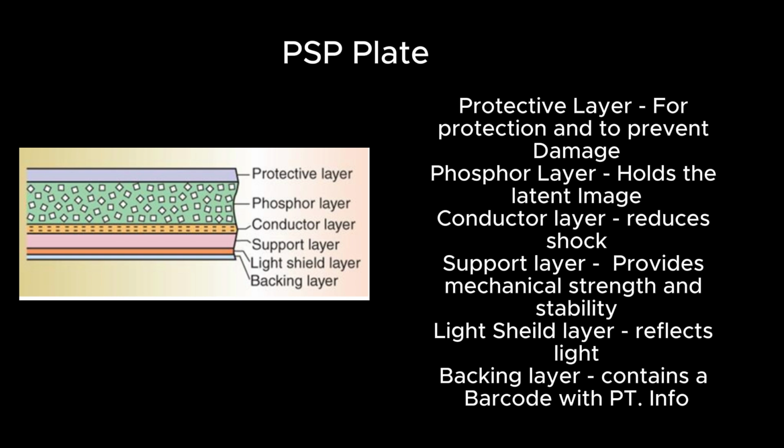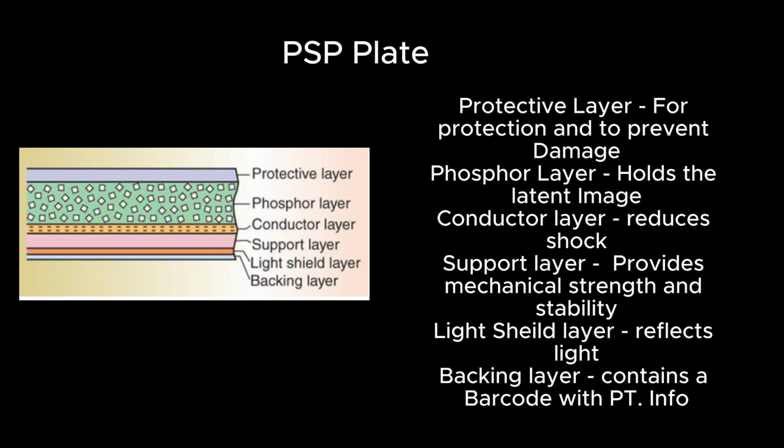Third, we have the conductor layer. Its job? To reduce static and electrical noise. Think of it as shock protection. Now we have the support layer. This gives the plate its strength and it keeps it from bending or breaking. Basically, it's like the backbone of the plate.